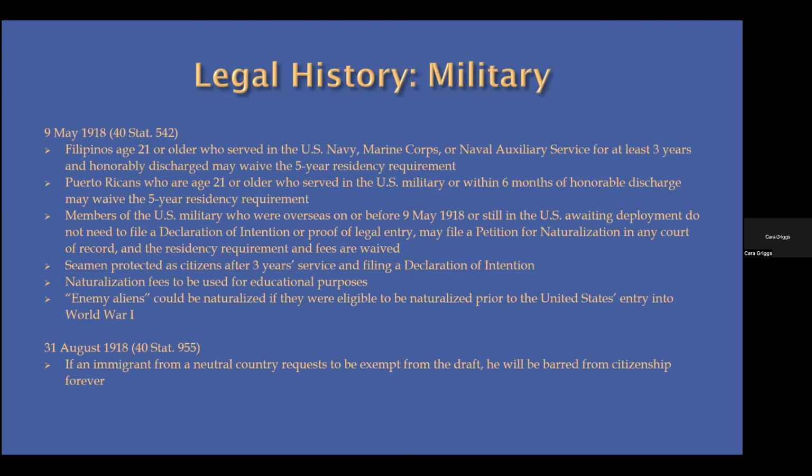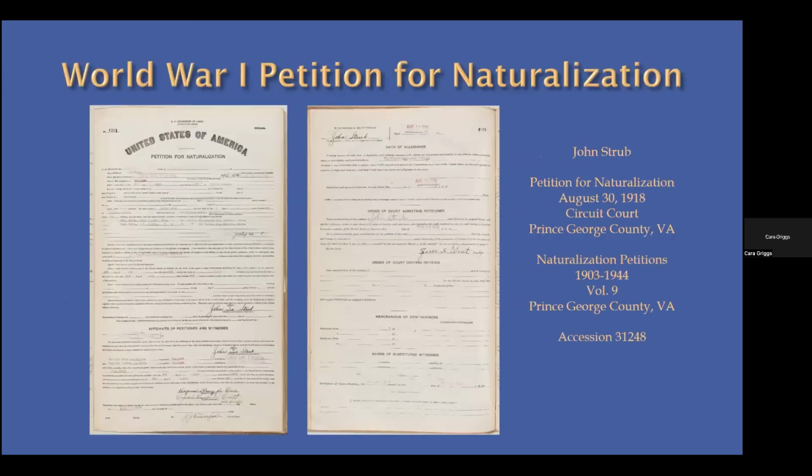The residency requirement and fees were waived. Civilian naturalization records were filed in the state in which the individual intended to live, but military naturalizations were more likely filed where the individual was stationed at the time. And you can see that they use the same form as civilian naturalizations, but they're not quite the same because they contain information on military service.